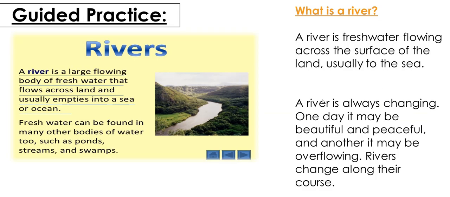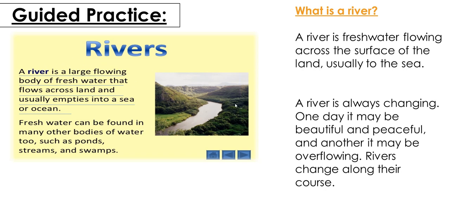Now, let's talk about only rivers. A river is a large flowing body of water that flows across land and usually empties into a sea or ocean. Fresh water can be found in many other bodies of water, such as ponds, streams, and swamps. So, what is a river? A river is fresh water flowing across the surface of the land, usually to the sea.